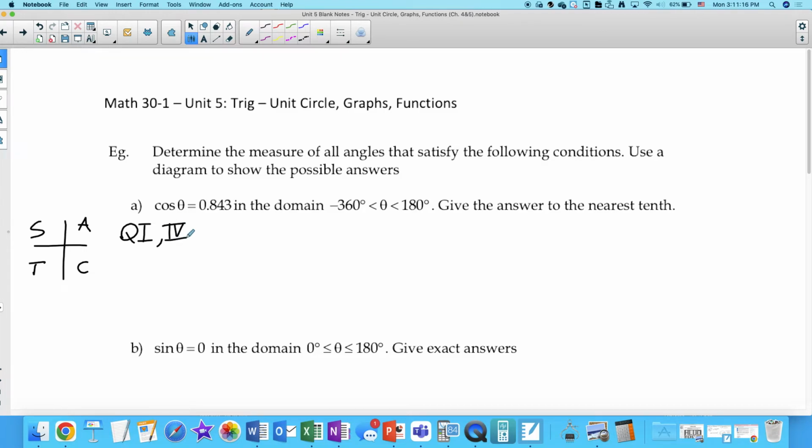The second thing that I like to do is figure out what reference angle I am dealing with here. What is my theta r? And the theta r is always the inverse trig ratio of the absolute value of that. So if it's positive, it doesn't matter. If it's negative, you've got to make it positive because it's an acute angle. So theta r will be cos inverse of 0.843. Now this is in degrees. My calculator is in degrees.